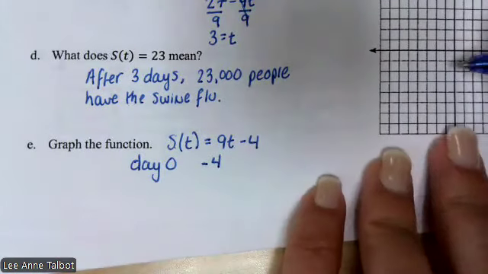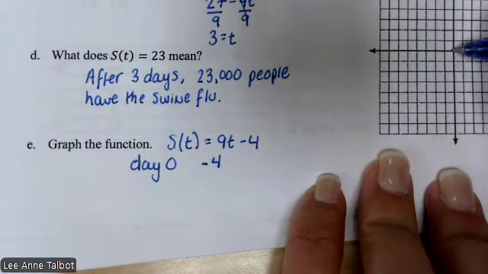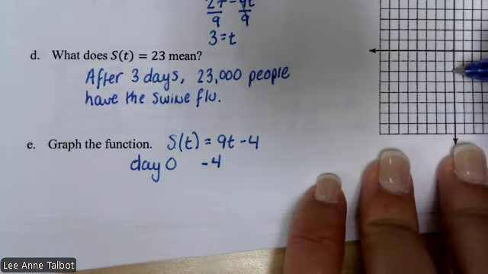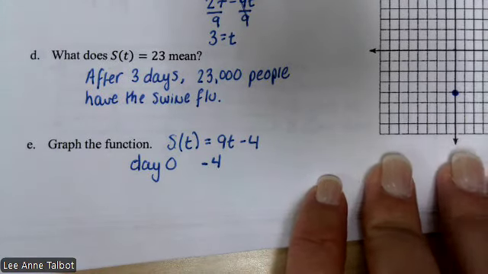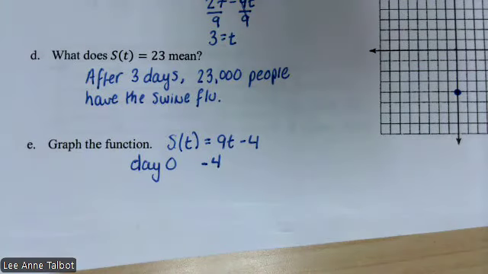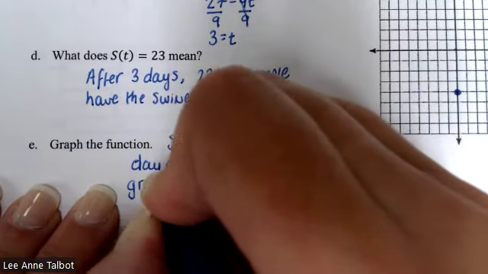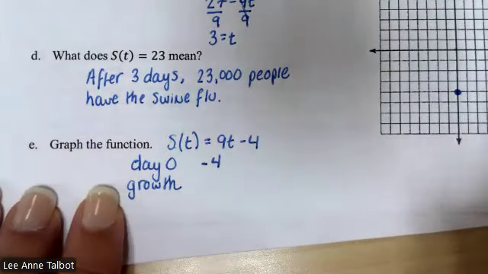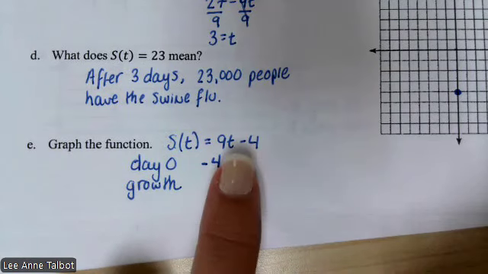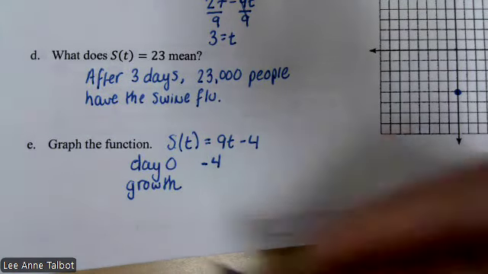Okay, so I want you guys to go over here to 0, 0, the origin. Figure 0 would have -4 tiles. I know that that's ridiculous, but that's where this is going. Okay, now let me ask you this. What is the growth each day from my equation here? 9, right.